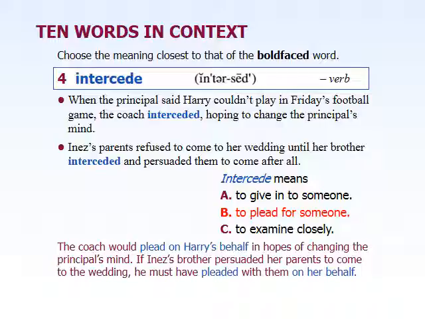So in the first example, the problem is that Harry wasn't allowed to play football because the principal said that he couldn't. So the coach is coming in between the two of them, trying to solve the problem one way or the other. In the second example, the parents and the daughter have the problem, and then her brother is the one who intercedes, who comes in the middle to help out.